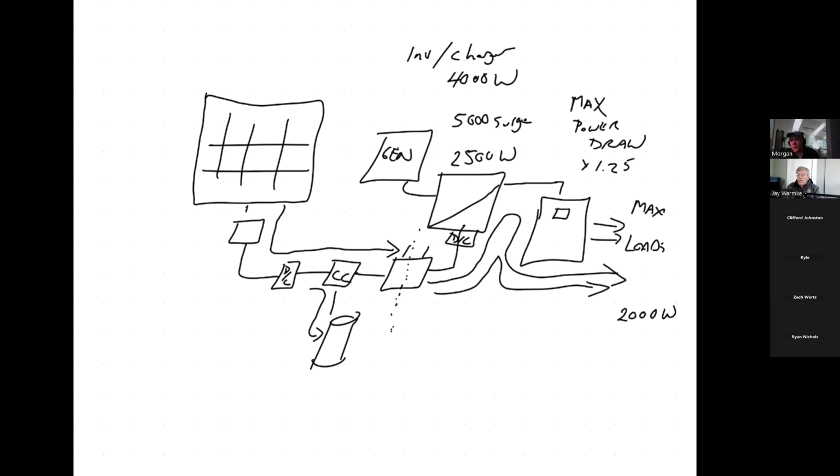And a bimodal inverter does both, right? It will work in a standalone mode. It will also work in a grid tied system. So it's a more expensive, more complicated piece of equipment that gets the best of both worlds.